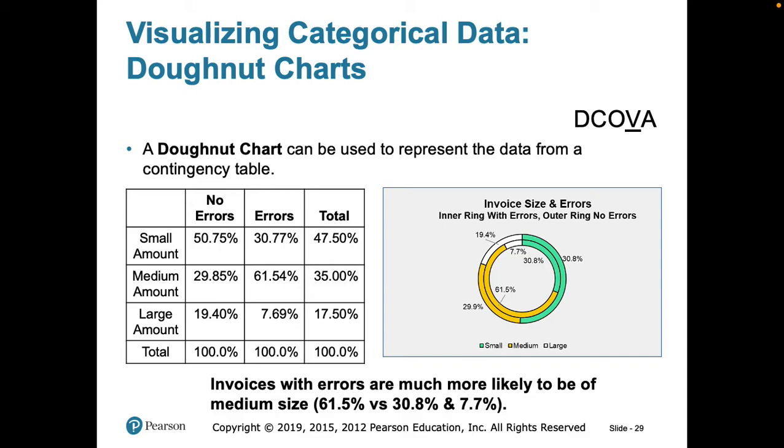Here we have a donut chart. This one can be used to represent data from a contingency table. Once again, here we have the same data that we had on that one; we just put it on the donut chart. And again, the white ones are the large, the yellow are the medium, and the green ones are the small.